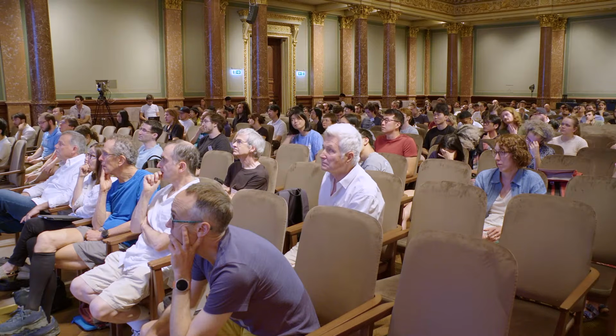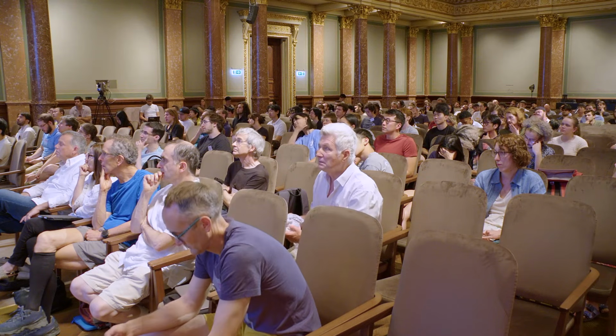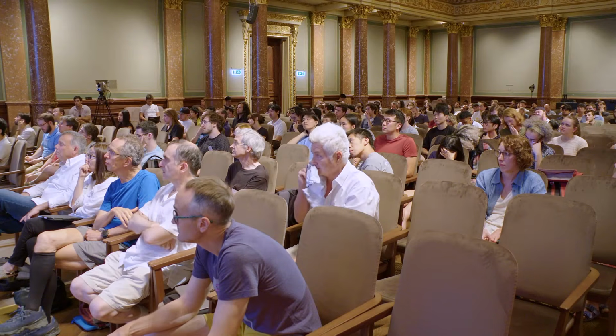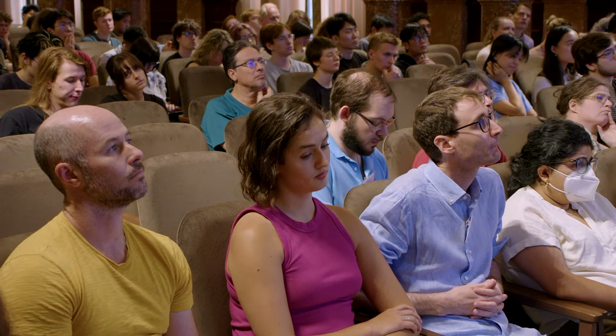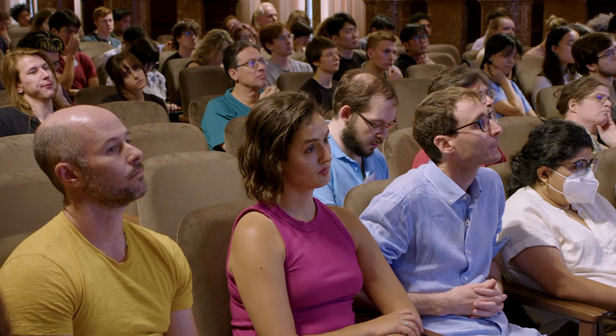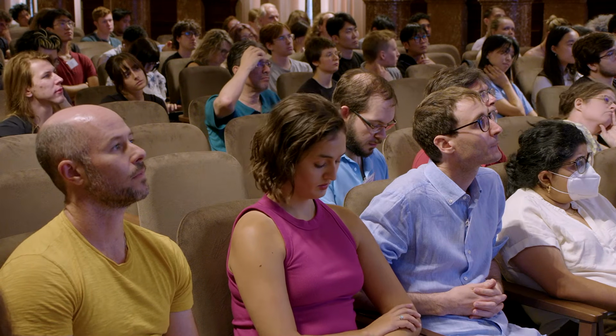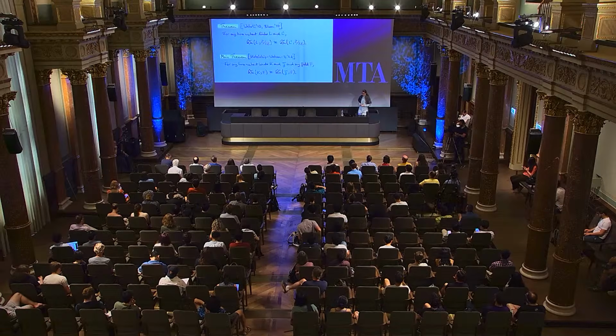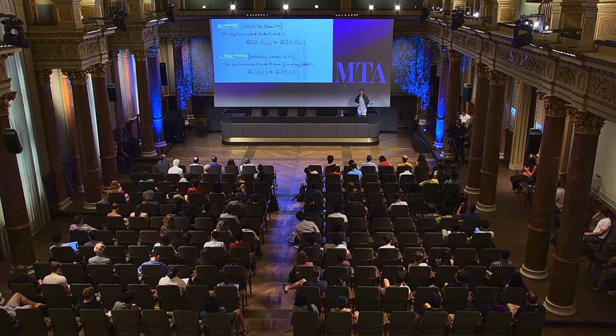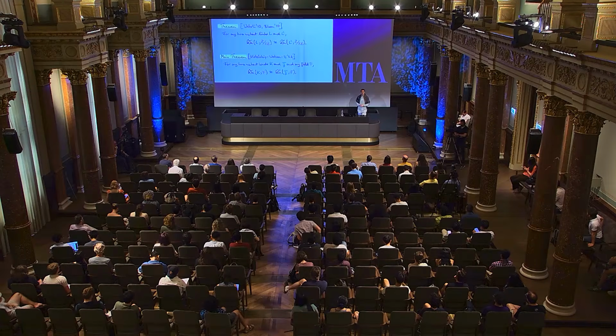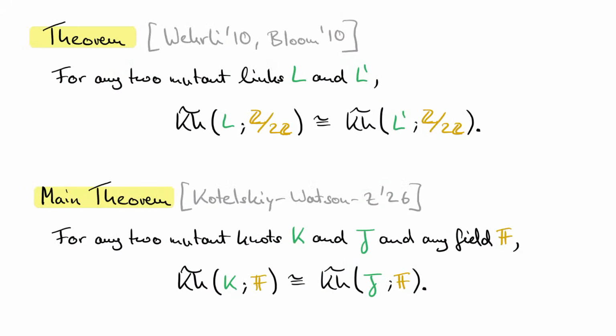Jonathan Bloom actually proved something more general. He proved that odd Khovanov homology is mutation invariant, so therefore also Khovanov homology with Z mod 2 coefficients is. The result that I want to talk about is a generalization of this theorem to arbitrary fields, but restricting to the class of knots. So the theorem is that if you perform mutation on a knot, then its reduced Khovanov homology over any field that you choose will remain invariant.